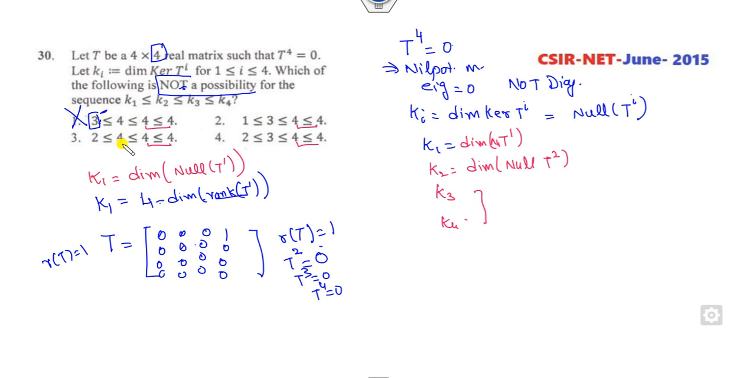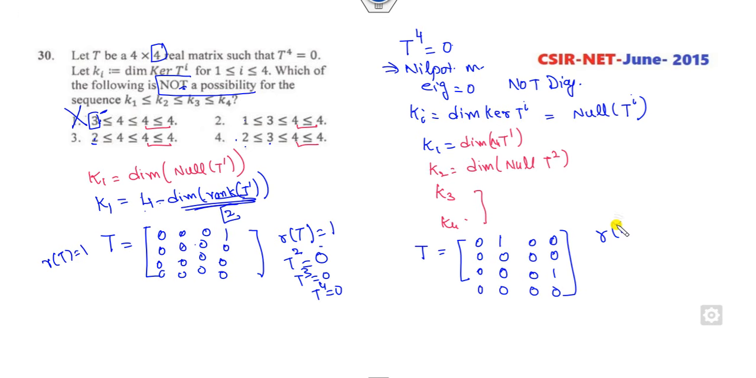Fine. Now we will check whether k2 can be 2. If this option cancels out, then it is the right answer. Can you think of a matrix whose nullity will be 2? We can consider 2 rows or columns as 0 and 1 here, and in this case I can consider the rest as this. Clearly the rank of this matrix is 2, nullity will be 4 minus 2, which is 2. Fine. What is T square? So these values are 0, 0.